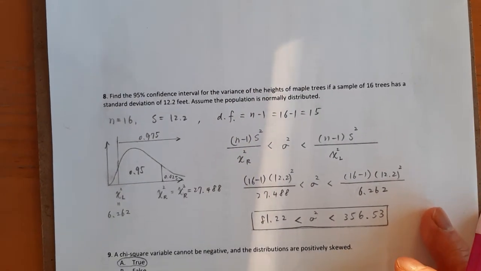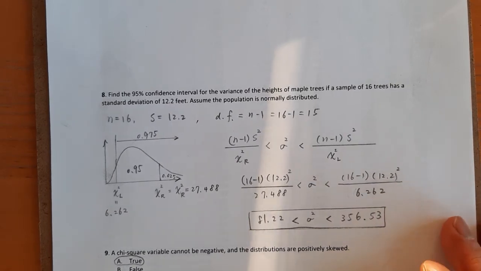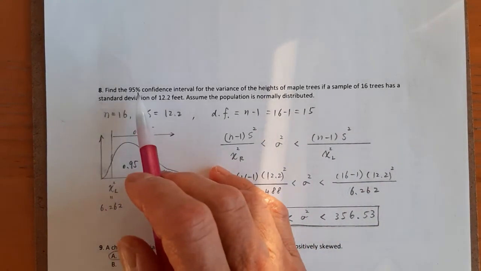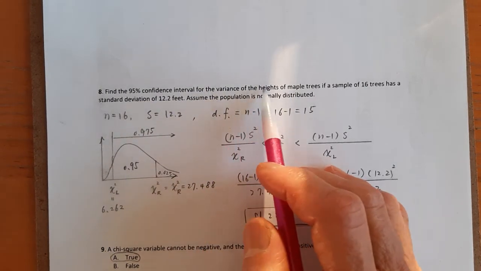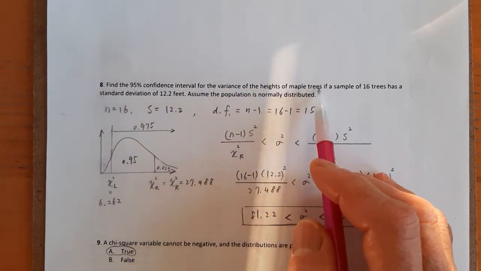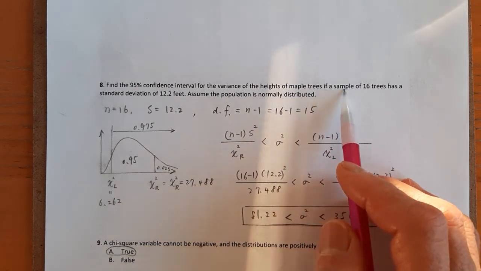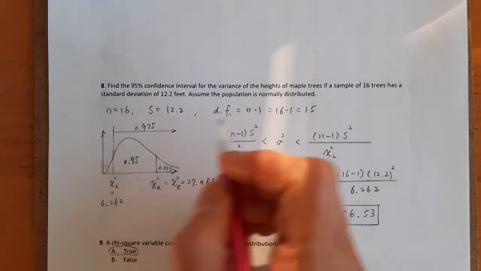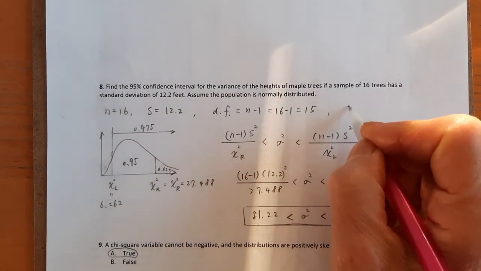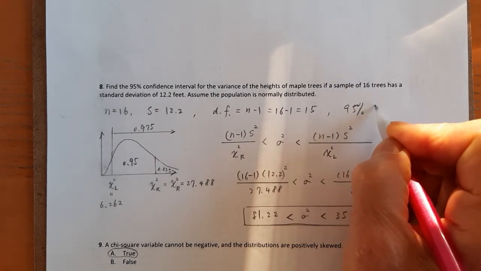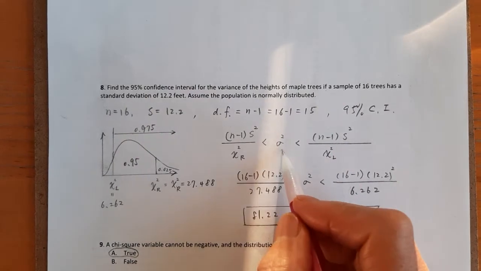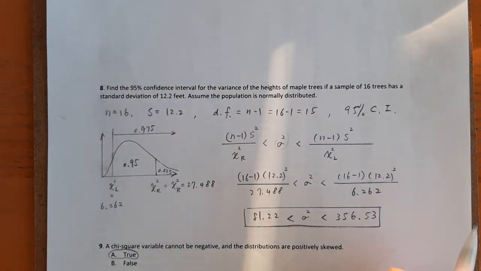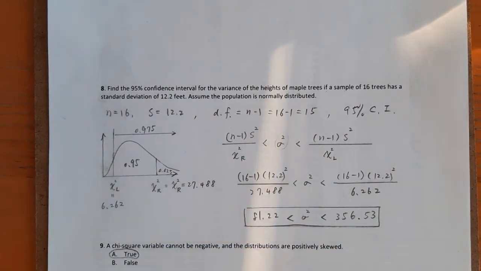Question 8. Find the 95% confidence interval for the variance of the heights of maple trees if a sample. So we are looking for a 95% confidence interval for the variance. Variance is sigma square. Population variance is sigma square.